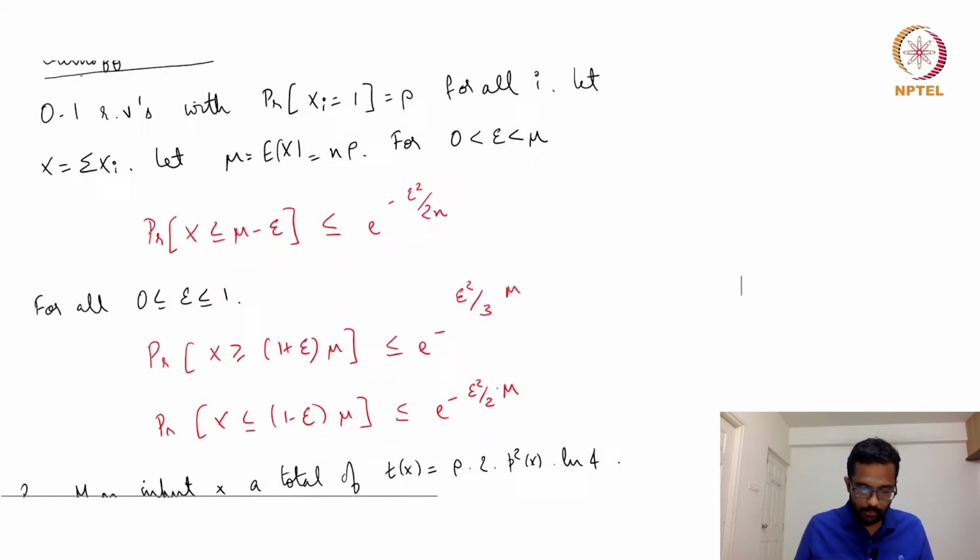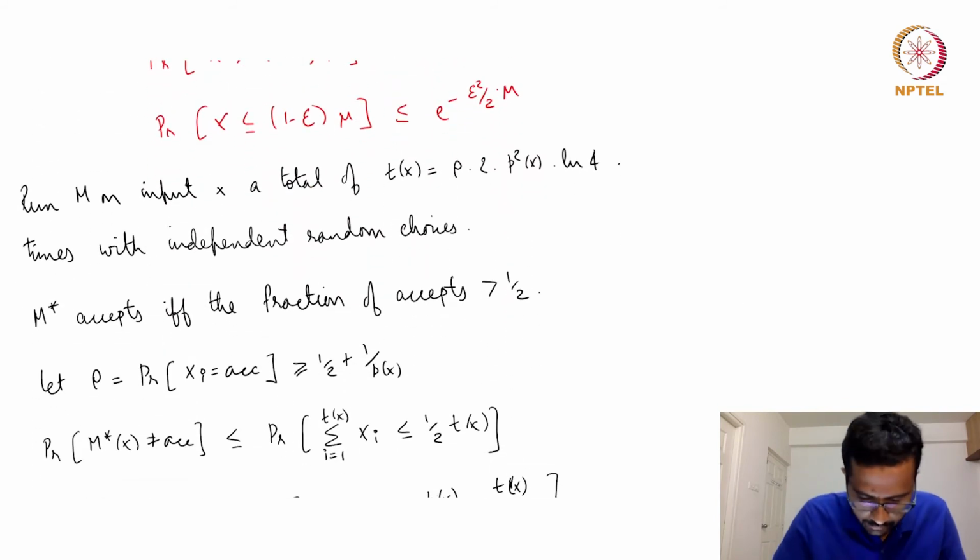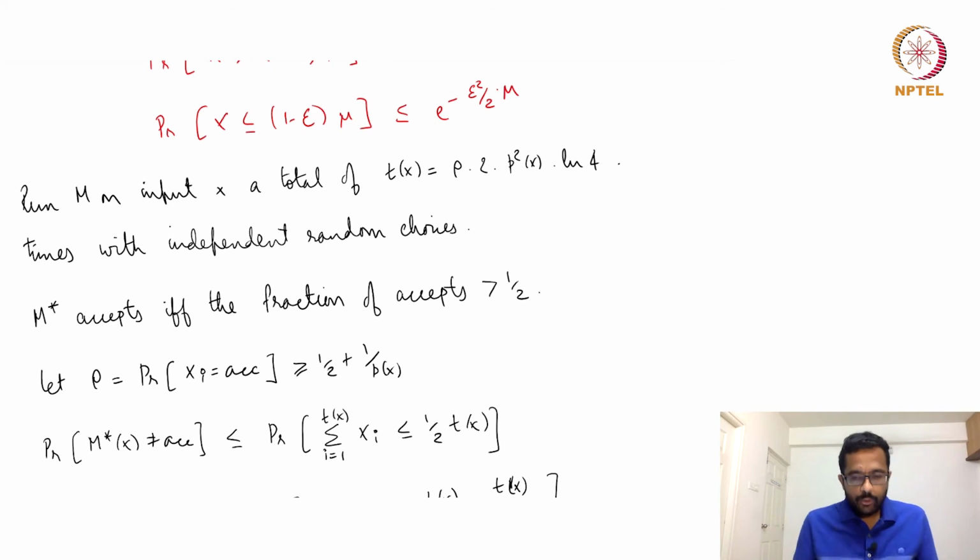I will first explain what we do and then explain why we do this. What we do is we run the machine some number of times, let's say t times. We repeat it t times, and then we decide based on the majority. So let's say we run 100 times, and if 51 of the times it's accept, we accept, and anything else you reject.